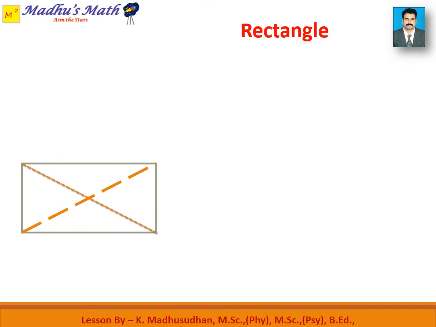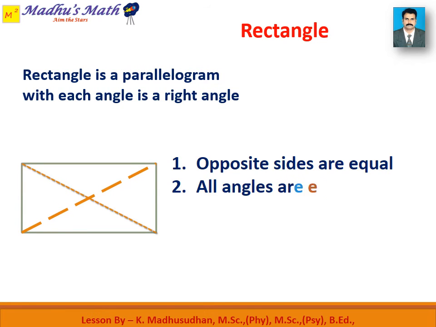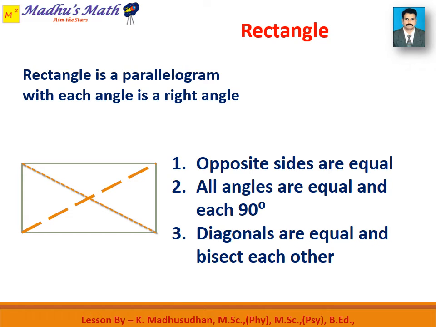Now next is rectangle. A rectangle is also a parallelogram, but here each angle is 90 degrees. So it follows all the properties of parallelogram along with all angles being 90 degrees. So we can say that in a rectangle, opposite sides are equal, opposite angles are equal, and each angle measures 90 degrees. That means all angles are equal and 90 degrees. Diagonals are equal and they bisect each other.